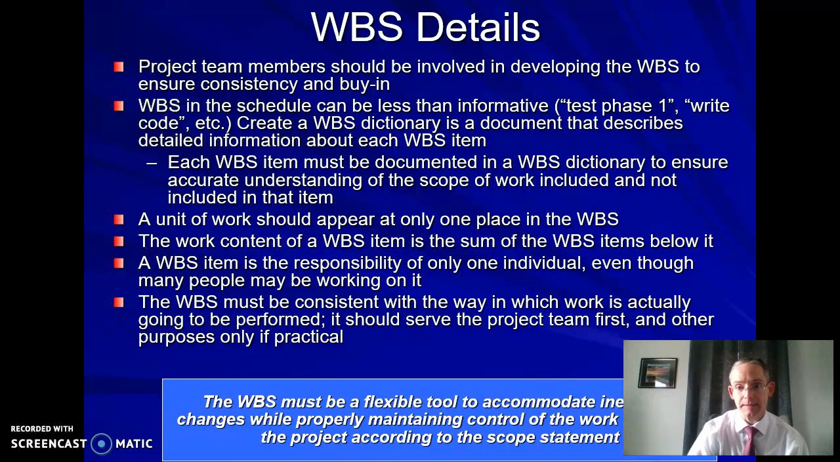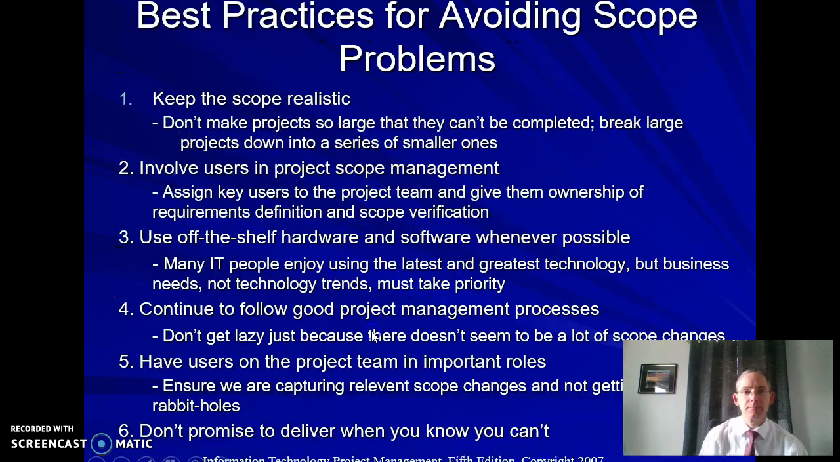Moving on, best practices for avoiding scope problems. Here are some things you want to keep in mind. Number one, keep the scope realistic. Don't make it so large it can't be completed, and always break down your large projects into a series of smaller ones that you can manage. Involve users in your scope management so that you can assign key users to the project team and give them some ownership of what they're going to have to verify at the end. Again, like we talked about in the first week, use off the shelf. Don't take on a bunch of risk if you don't need to.